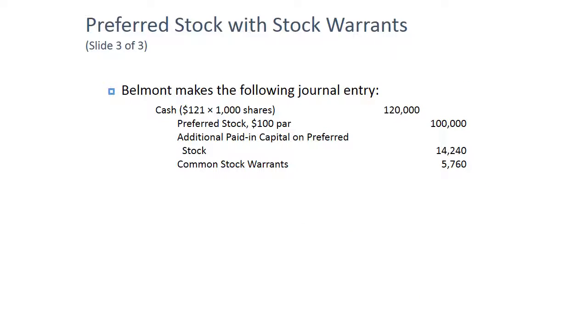So the journal entry: debit cash, 120,000. That should be 120 times 1,000 shares. Don't let that confuse you. Credit preferred stock for the 1,000 shares times the $100 par value, 100,000. The excess, because remember we allocated a total of 114,240 to the preferred stock, so the 14,240 additional paid in capital preferred stock. And then we would credit the common stock warrants account, which is a paid in capital account, 5,760, and store them there until they are used. So that's what would happen the day we sell preferred stock with stock warrants attached.